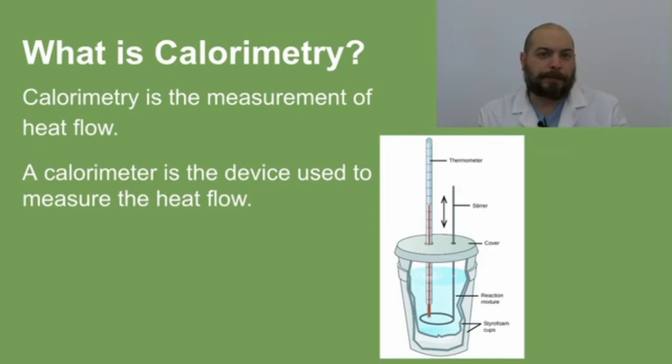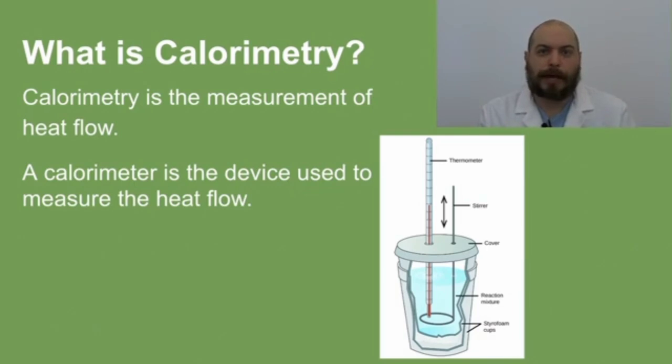There are a lot of different types of calorimeters that we can use, but in this case we're going to use a very simple one. We're going to call it a coffee cup calorimeter because it's made of, well, a coffee cup. And this coffee cup calorimeter is going to be used to determine the energy flow between two different things in this situation.